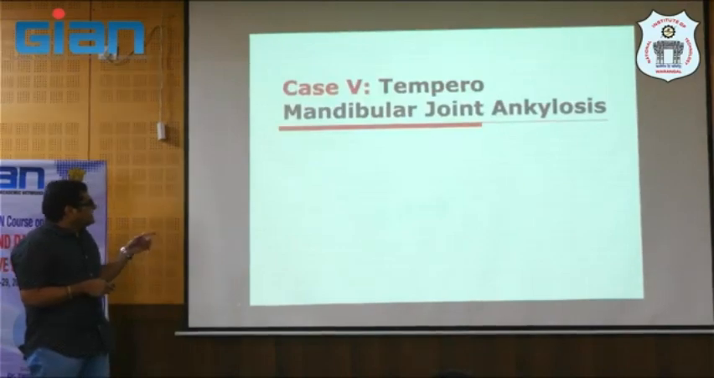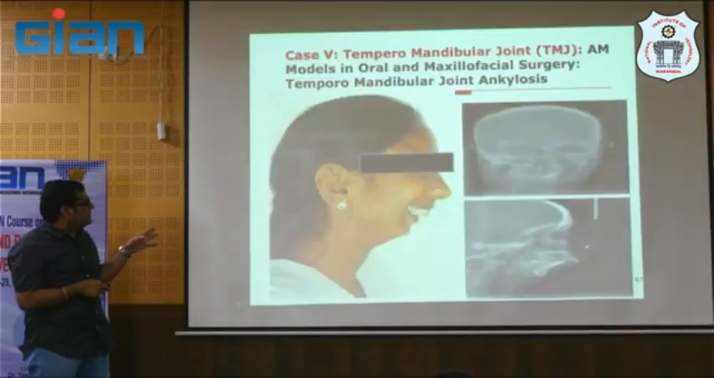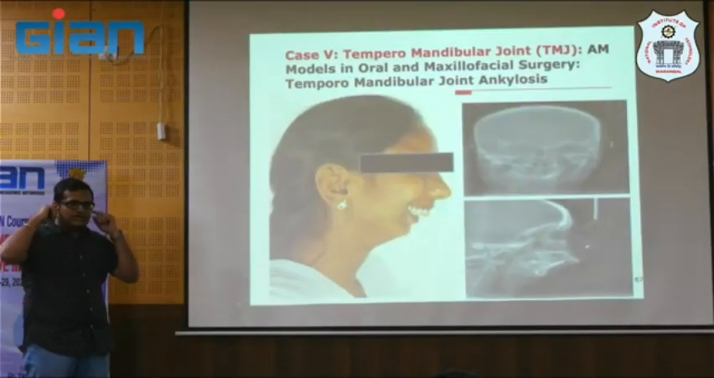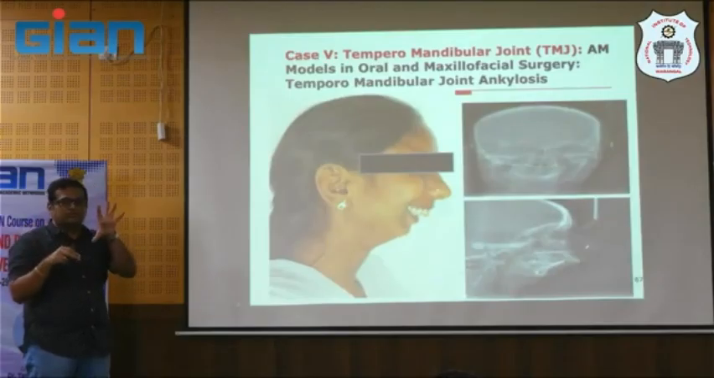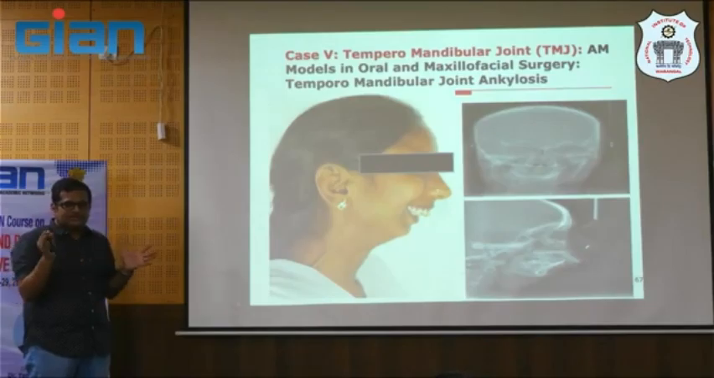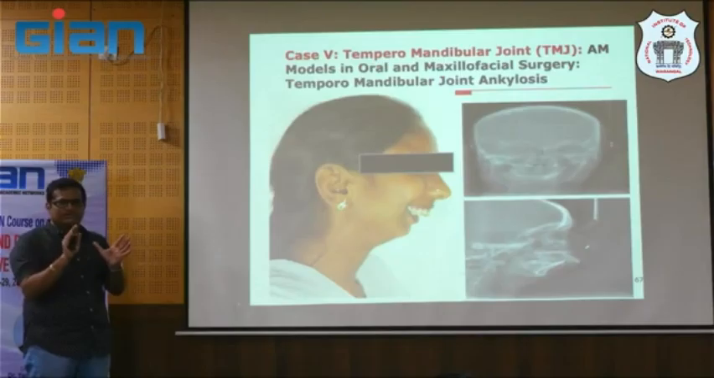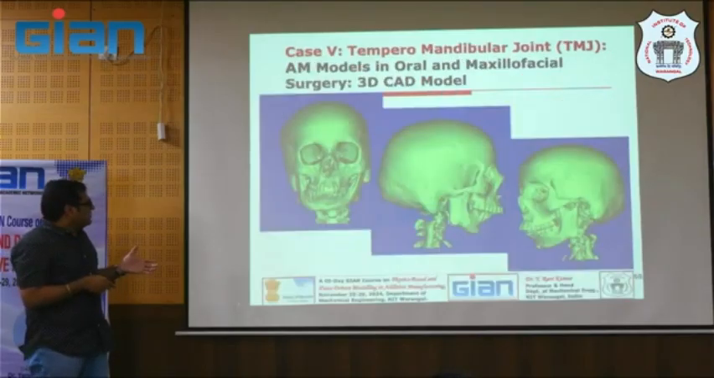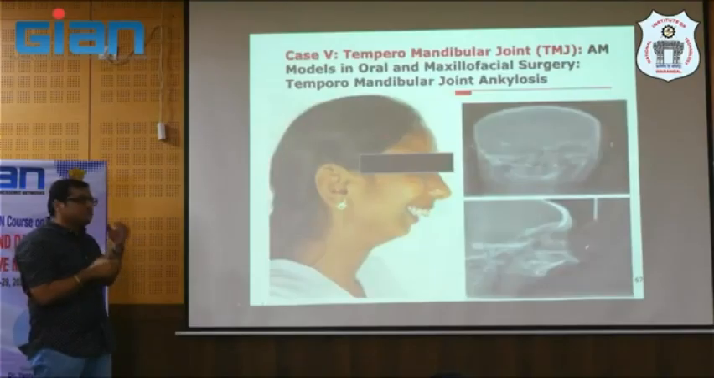And the next case study is a TMJ, temporomandibular joint ankylosis. You have this joint here between the lower jaw and upper jaw. This joint is responsible for articulation of your mouth. For a healthy person, you must open 5 to 6 centimeters. But you can see she had a birth problem.